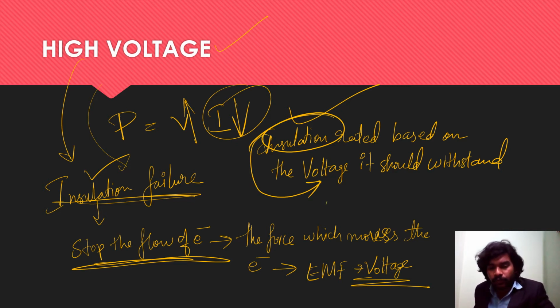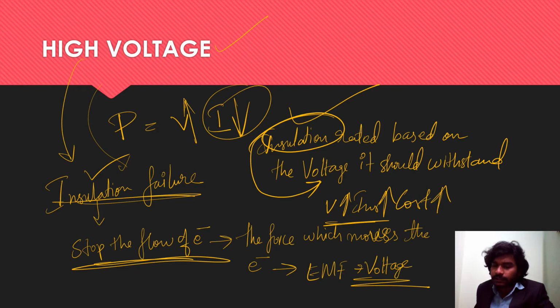Suppose if the operating voltage increases, then insulation will increase. What happens if insulation increases? Insulation is a very costly thing. The cost of that apparatus will increase. And what happens when the cost of the apparatus increases? People will say it is not an economical device.